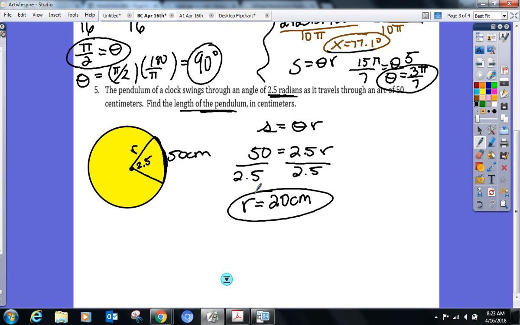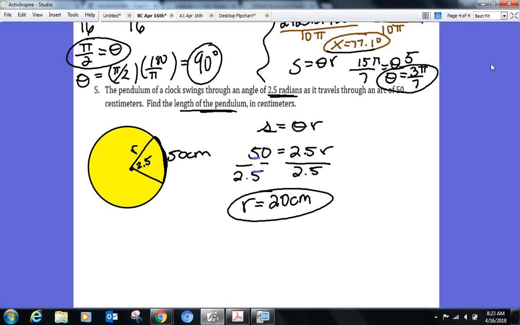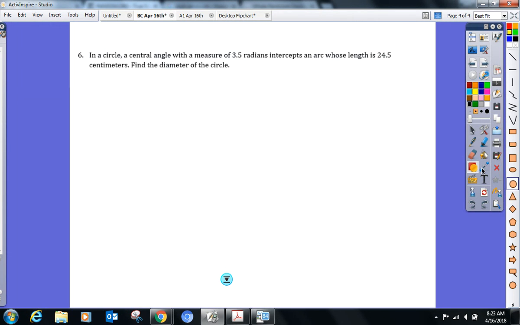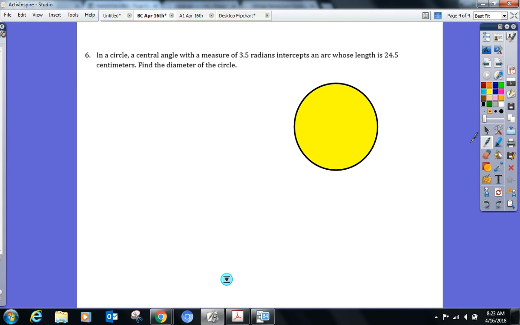Everyone all right on that one? All right, just one more then. Okay, in a circle. Let's see what I'm working with here. Oh, review, little vocab. Central angle. Describe to me what makes an angle central in a circle. Because I could make a random angle in that circle right now. What makes it a central angle? I got to put the vertex where? At the center. Yep, put the vertex at the center of the circle.